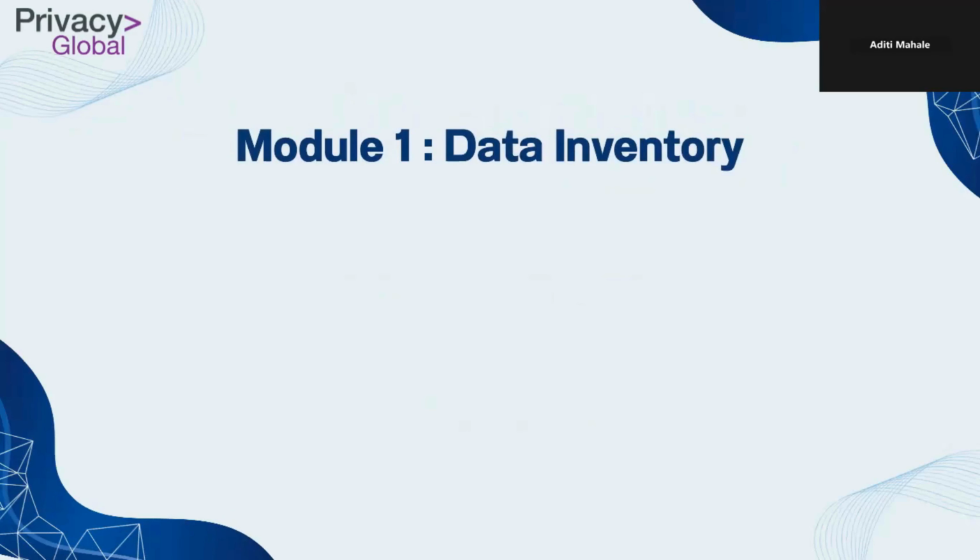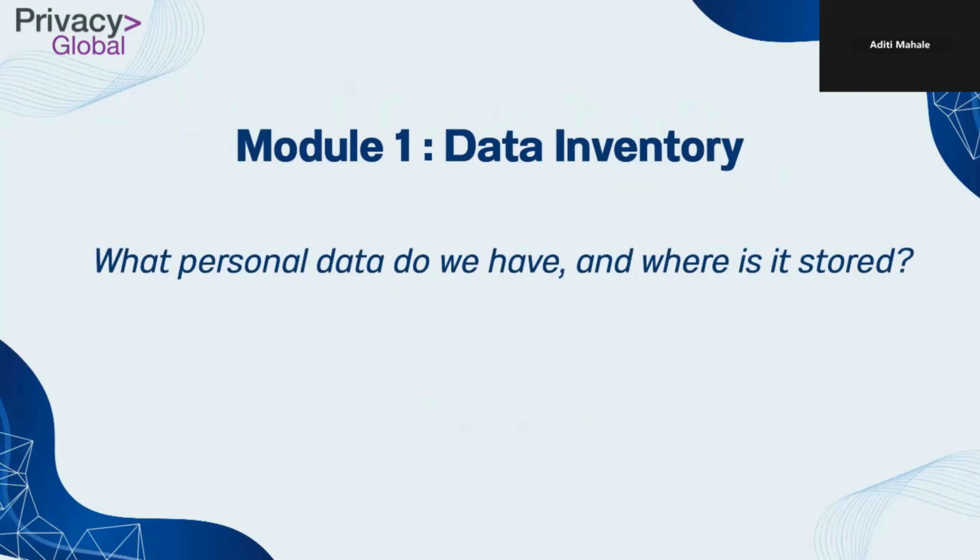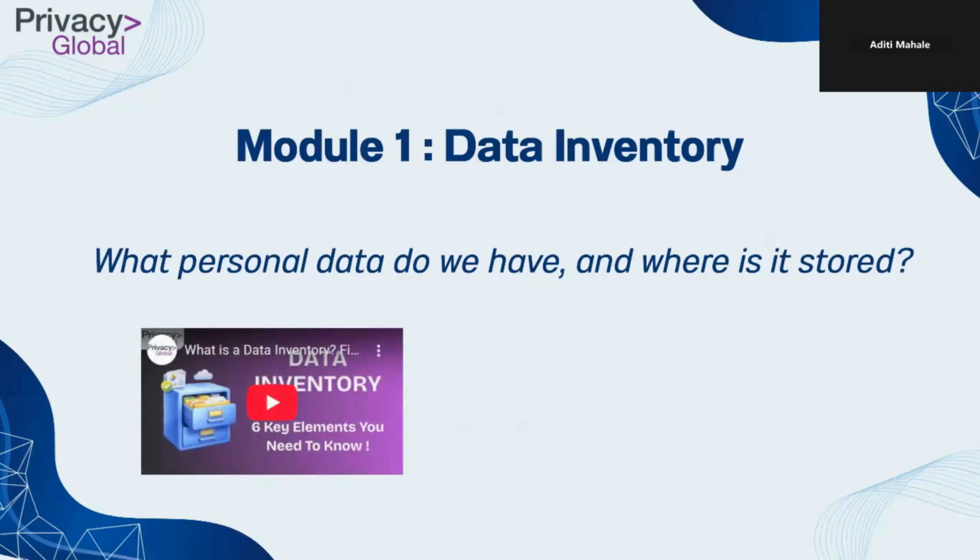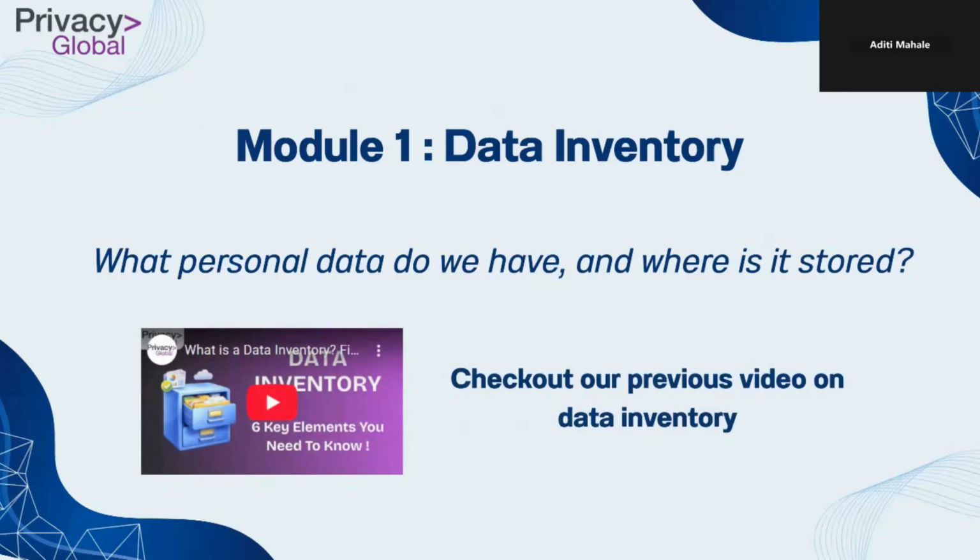In our previous video, we spoke about data inventory. Data inventory is simply about answering one basic question: what personal data do we have and where is it stored? We looked at how organizations collect personal data across websites, apps, HR systems, CRM, vendors, and spreadsheets, often without realizing how spread out it is. Data inventory gives you visibility, but visibility alone is not enough. If you have missed this video, please check it out on our YouTube channel.